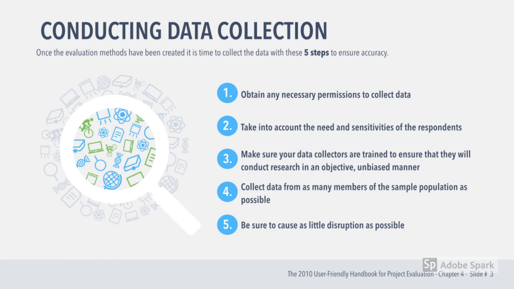Next, take into account the needs and sensitivities of the respondents. It is always important to consider the needs of the participants. Being a part of an evaluation can be very threatening, and they should be told clearly and honestly why the data is being recorded and how the results will be used. Most participants in data collection are kept anonymous. However, there are instances where the identity of the participant is difficult to keep. In these cases, it is important to obtain consent from the participants.